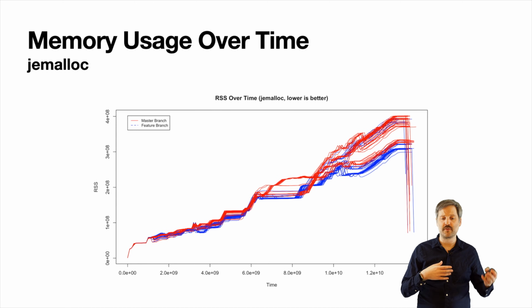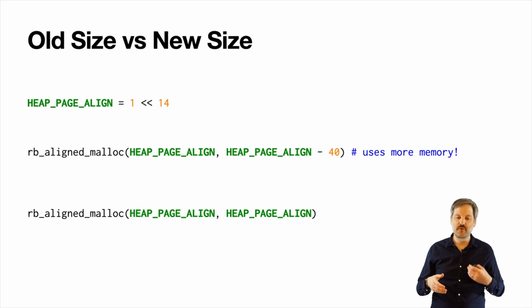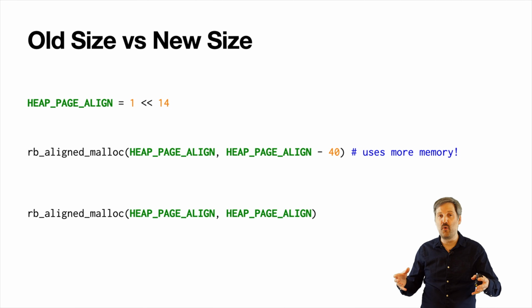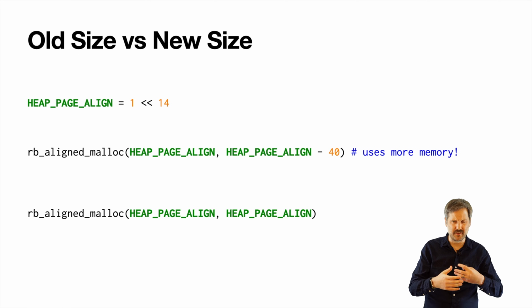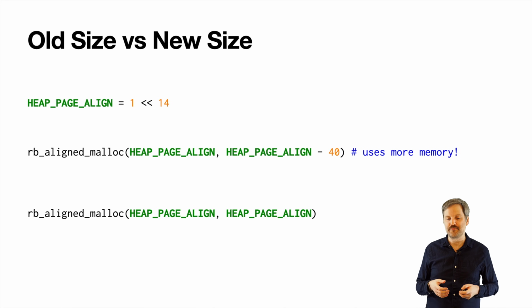Now, I ran the benchmark 50 times, and from the graph we can see that with the patch applied, RDoc generation usually uses less memory. So what these graphs are saying is that if we request less memory, we actually end up using more. Or, to flip that statement, if we request more memory, we actually end up using less.